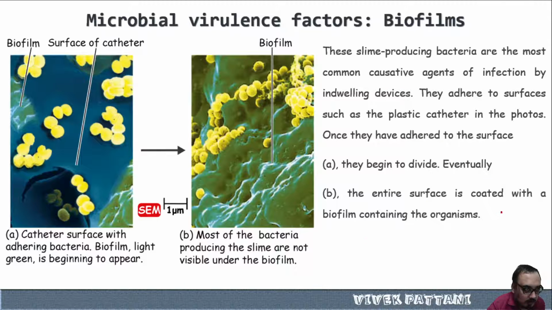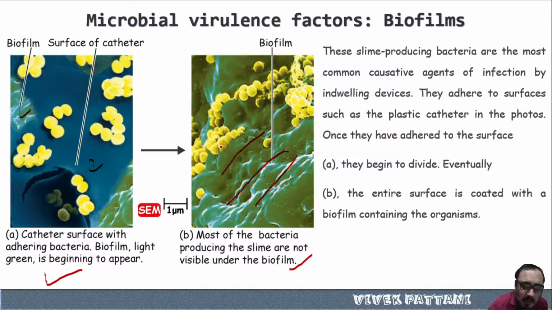Now moving forward with the photographs. You can see here the surface of the catheter, and the green one here is a biofilm, which appears green in color. After some time, if it remains untreated, most of the bacteria producing slime are not visible in the biofilm, where you can see slime has now covered most of the bacteria and also the catheter, and this cannot easily be treated.